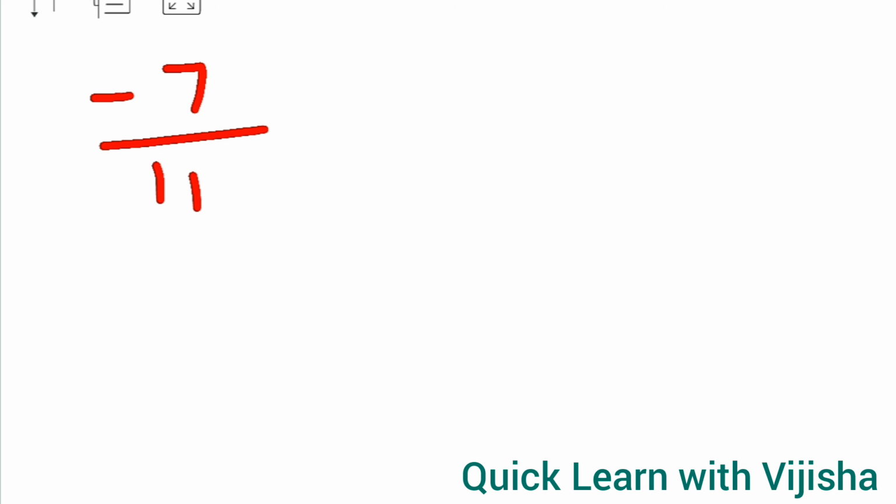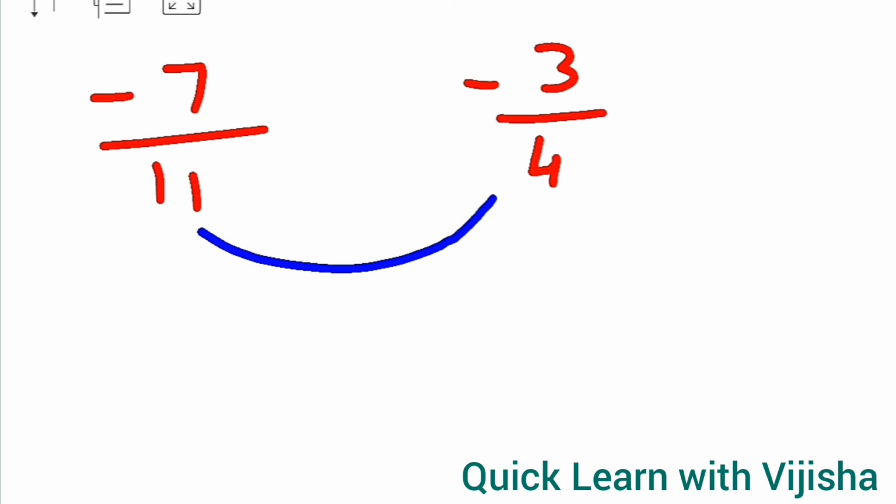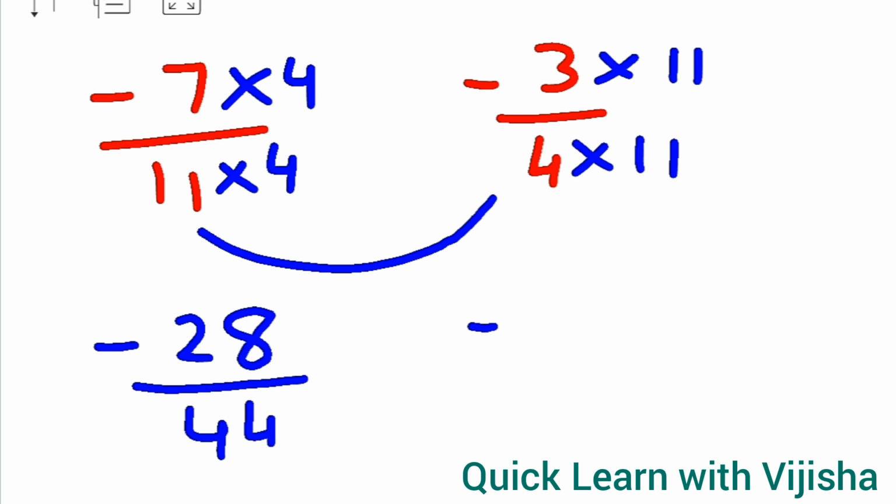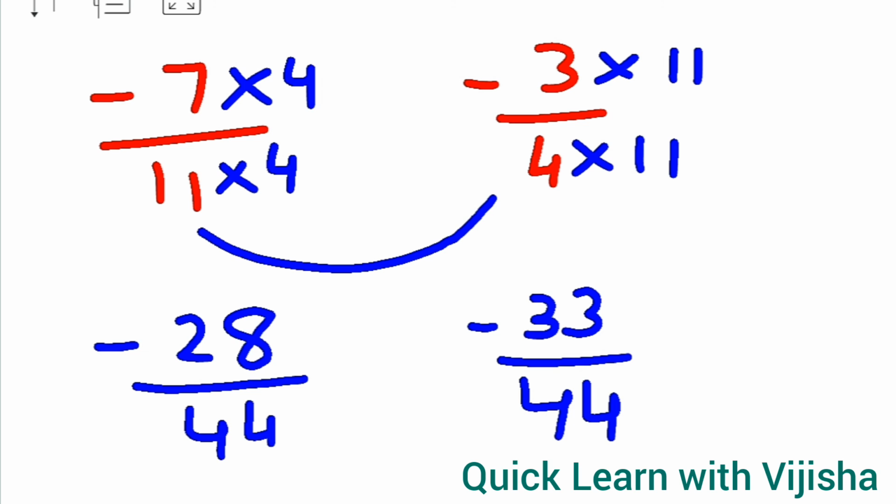Minus 7 upon 11 and minus 3 upon 4. Here no common multiples are there. So we will just cross multiply. Like this, we'll multiply this side by 11 and this side by 4. Understanding, children? Same way, numerator by 4 and here numerator by 11. So this will give you the answer as 7 fours are 28 and 11 fours are 44. Here it will give you the answer as 33 and 11 fours are 44.